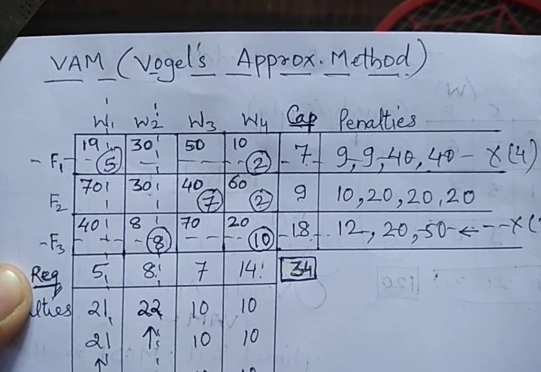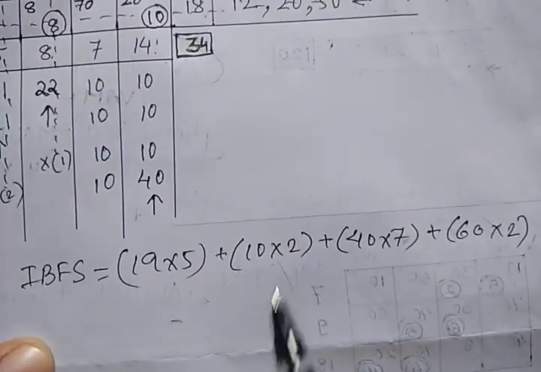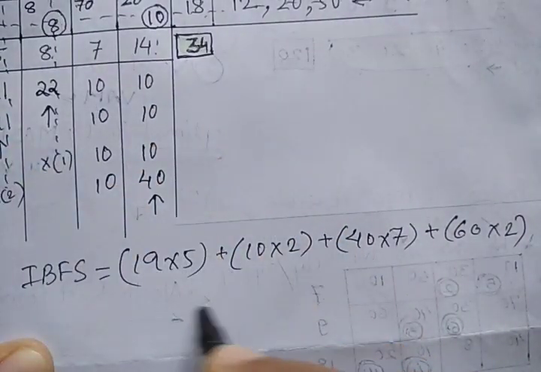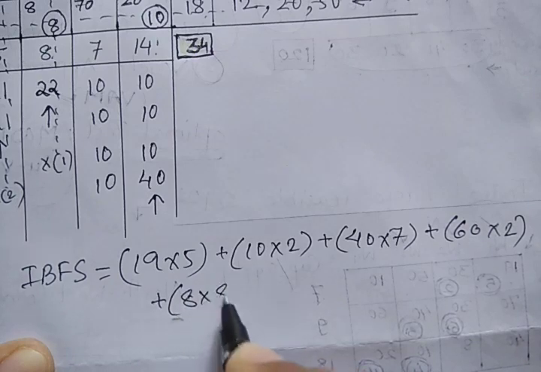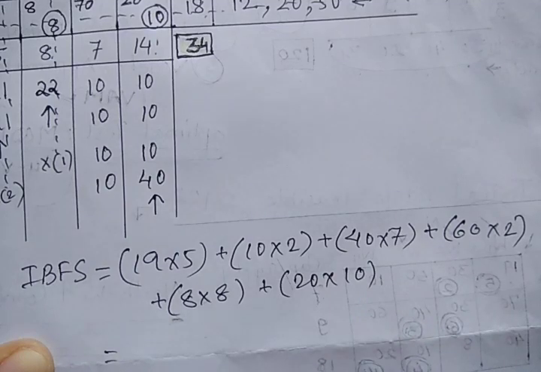Therefore, the initial basic feasible solution is equal to 19 into 5 plus 10 into 2 plus 40 into 7 plus 60 into 2 plus 8 into 8 and last is 20 into 10. This you have to add.